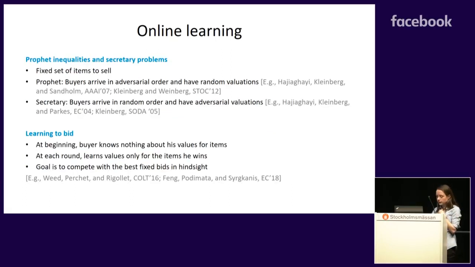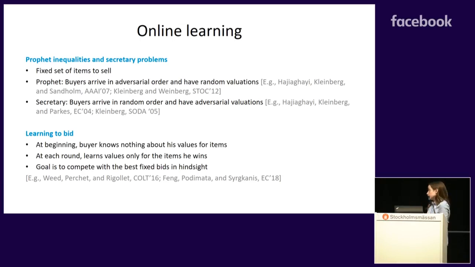And in a related setting are prophet inequalities and secretary problems. So in online learning, you just sell the same items every single day, repeatedly. But in the prophet inequality and secretary problems, you have a fixed set of items that you're trying to sell. And in the prophet setting, the buyers arrive in an adversarial order, but their values are stochastic. Whereas in the secretary problem, the buyers arrive in a random order, and they have adversarial valuations.